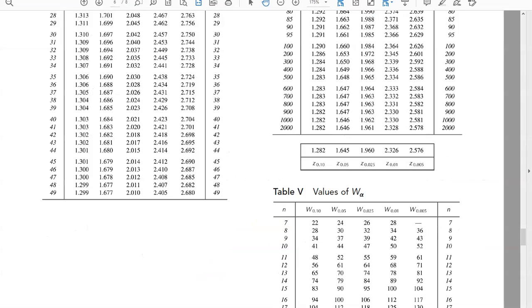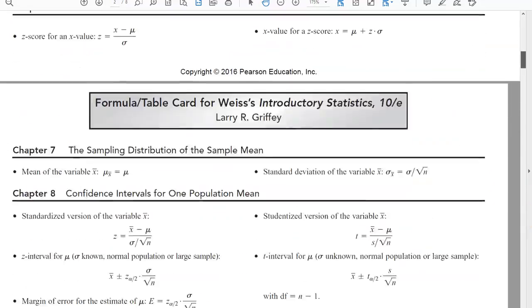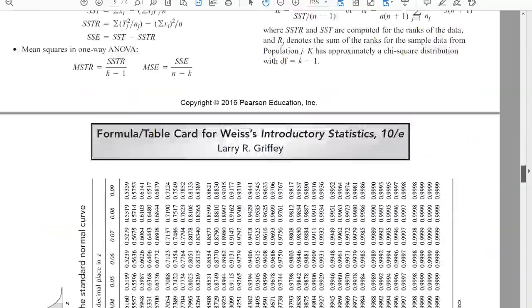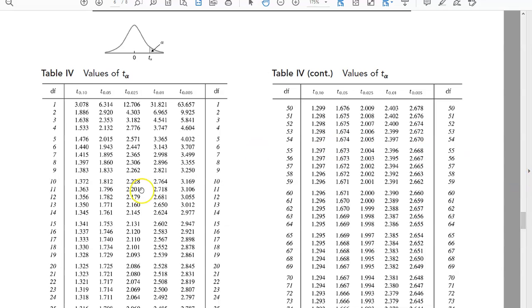All right, so when you scroll through your formula card, if you go all the way to the top and you're scrolling through, here's chapters 4, 7, 9, 10. You've got your z-score table. Underneath it is your t-score table, and there's a little t-alpha. So t-alpha is the area that's to the right of that t-score, right? So it's that t-score having an area of alpha to the right of whatever that is. A little bit different from the z-score table. Z-score tables are to the left. T-score tables are to the right.